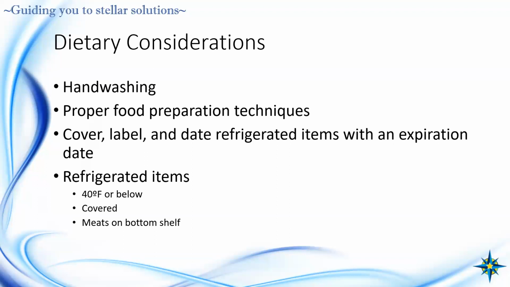Refrigerated items, 40 degrees or below, they must be covered, and the meats on the bottom shelf in case there's anything that would drip. Do not wipe utensils on your apron or your hands on your apron and then return to dishing out the meals.